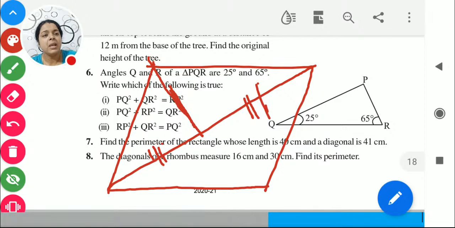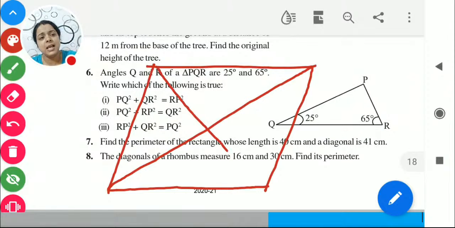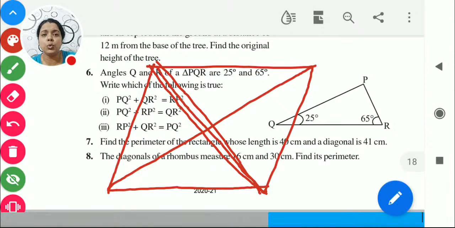When you go for the next one, you find that this diagonal you have drawn is divided into two equal parts by this one. And the third thing, which is very common here, is that these two always form a 90-degree angle.